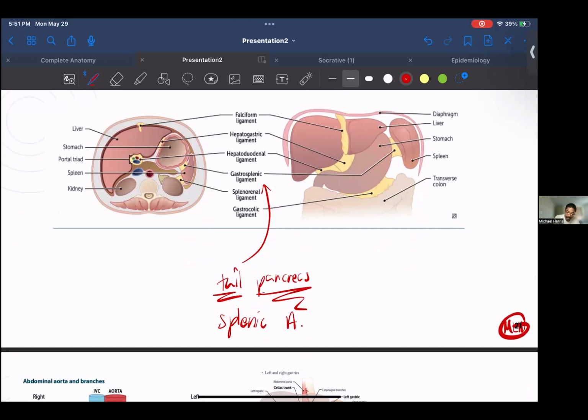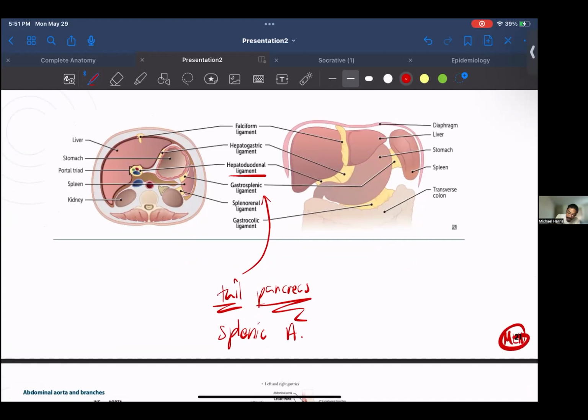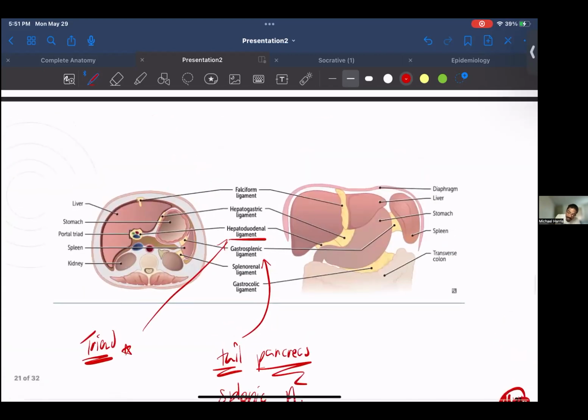Okay? Now, the next thing is the hepatoduodenal ligament. This is very important because you have the triad at this location, the portal triad. The last one that's very important is this hepatogastric ligament, because this is what helps separate the greater omentum from the lesser omentum.